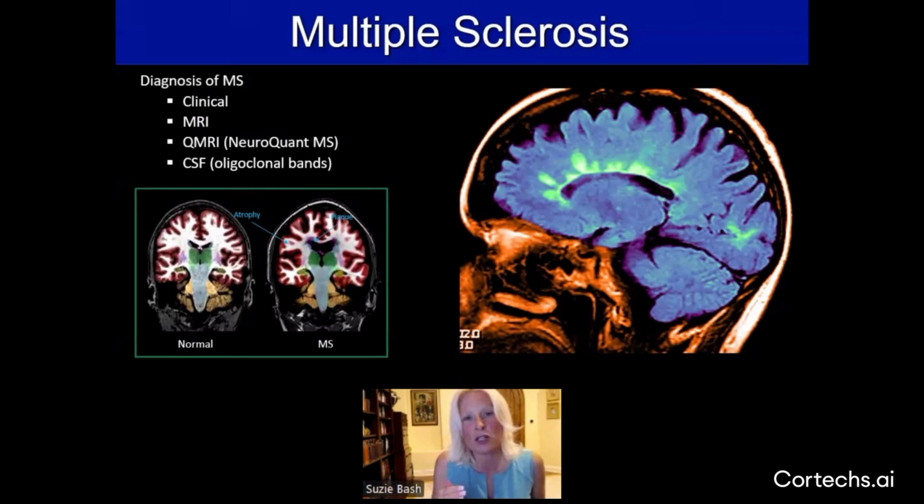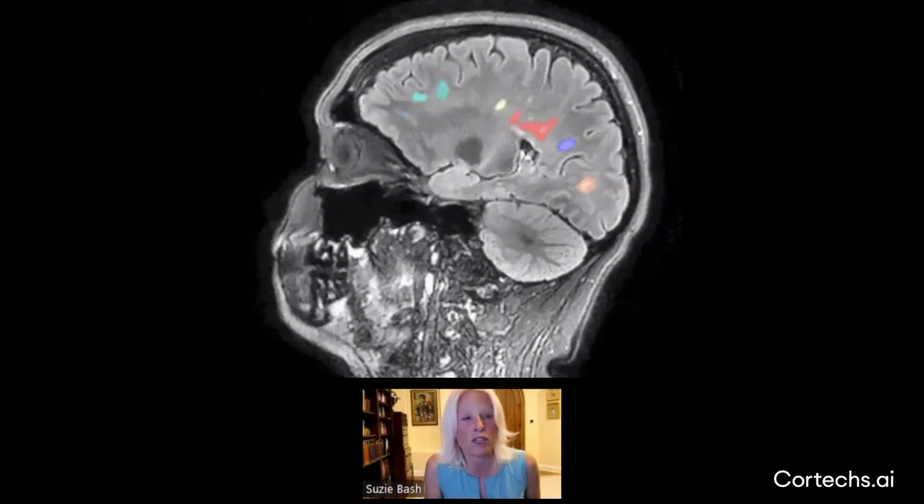Often, when a patient comes in with multiple sclerosis, their clinical symptoms may be slightly ambiguous, and it's often on MRI that the first diagnosis is made. It's at that time we would like to encourage the use of quantitative post-processing, like NeuroQuant MS. And then if there does remain clinical ambiguity, you could always do CSF analysis to look for oligoclonal bands. But typically, the diagnosis can be made right off the MRI.